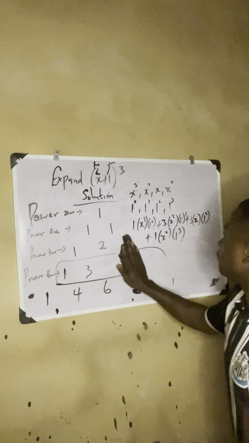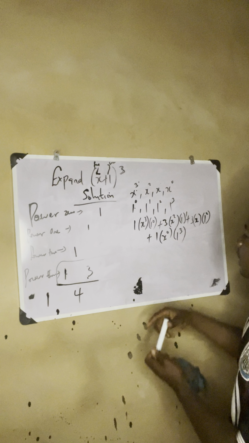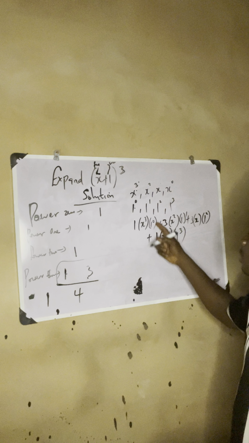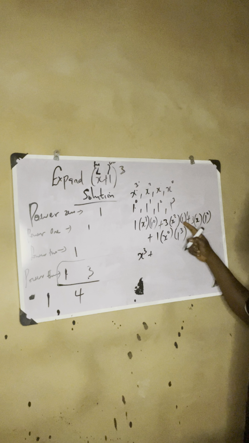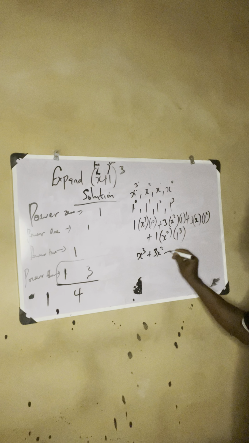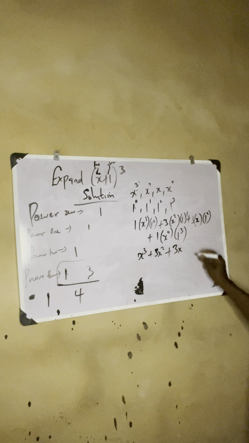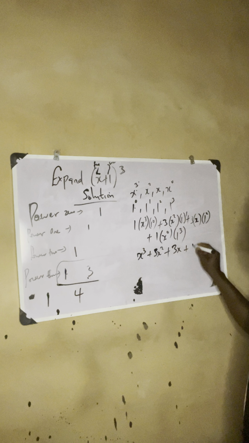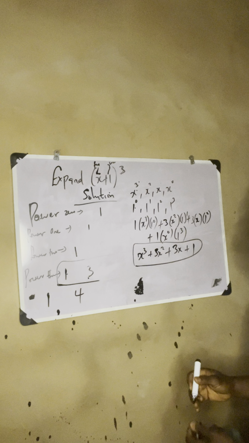So upon simplification, any number raised to power 0 is 1, and 1 raised to power 0 is 1, times 1, 1. So we have x raised to power 3, plus this is still 1 times 3, 3. So plus 3x squared, plus this is still 1, plus 3x, plus x raised to power 0 is 1, times 1, 1. So x plus 1 raised to power 3 is equal to x cubed plus 3x squared plus 3x plus 1.